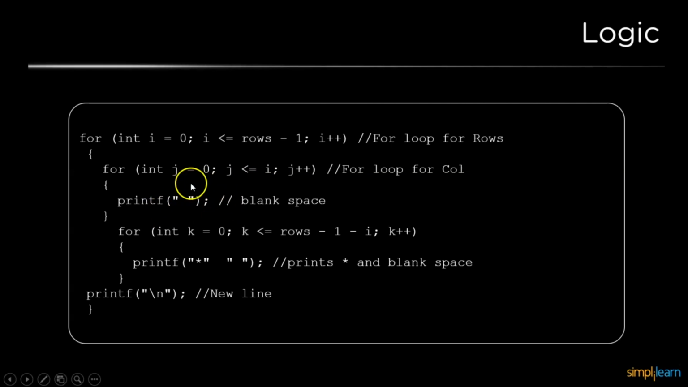Once the condition is not satisfied, it comes out to where the k value is 0. So 0 is lesser or equal to rows minus 1 minus i. If this condition is satisfied, the star is printed. Once the condition is not satisfied, the control transfers to the new line. So now let's try to run the program.